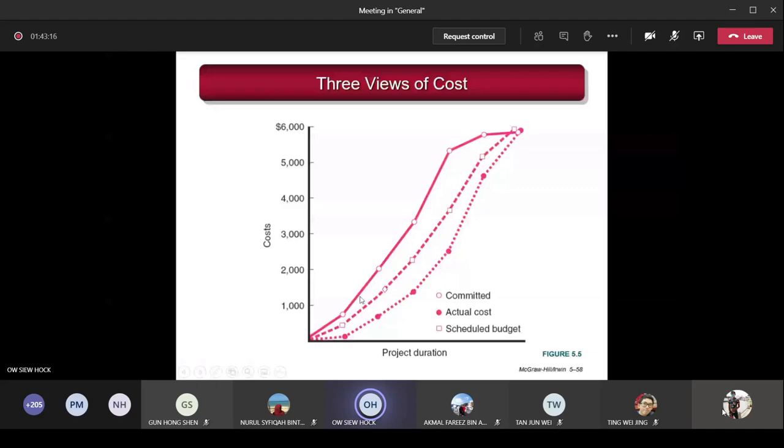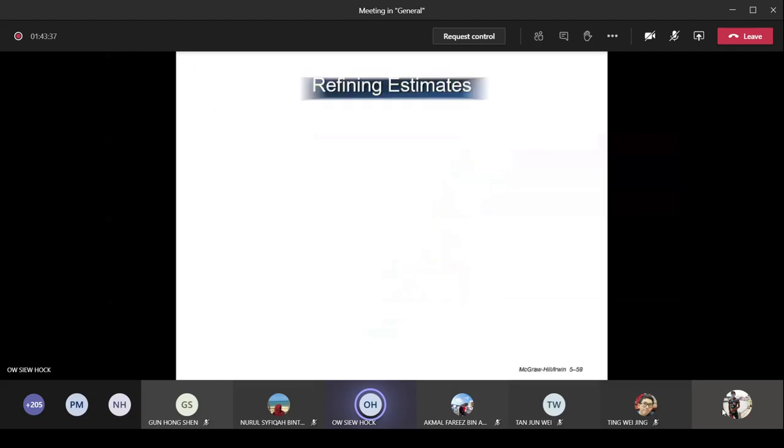And every time I go, I cannot drive, and I have to call a Grab car, that is also committed. I got no choice on the amount that I have to pay. So that is called the committed cost. So all the amounts sum up together, then your committed cost will be the highest line of the three. Okay, understand now? The differences between the committed cost, actual cost and the scheduled budget.